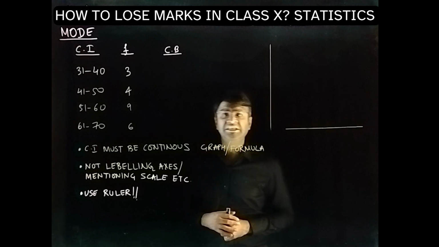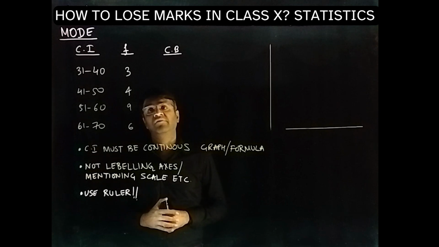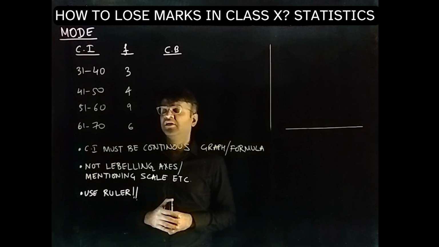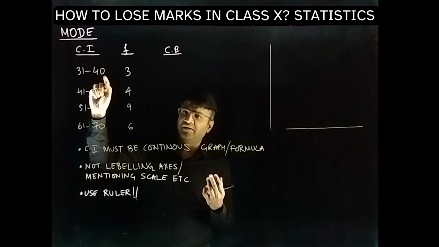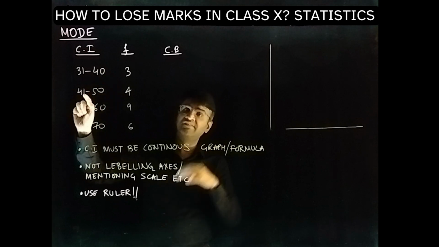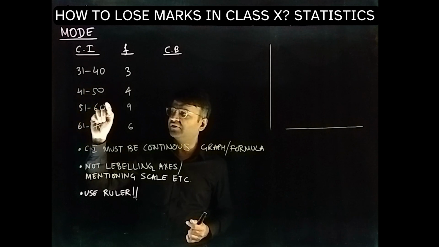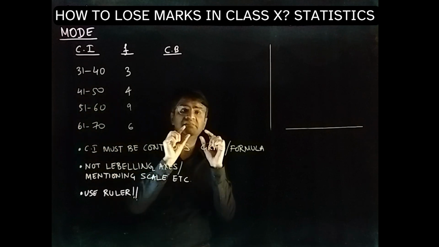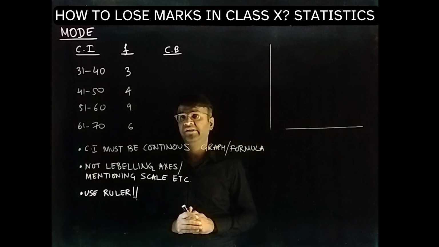To explain the continuity in class interval, I have deliberately taken a class interval which is not continuous. Now, if you look at this number and this number, the upper limit of any class and the lower limit of the succeeding class, they are not same. So if this is 40, 41, 50, 51, 60, 61. This is neither plottable on a graph or histogram nor usable in any formula.